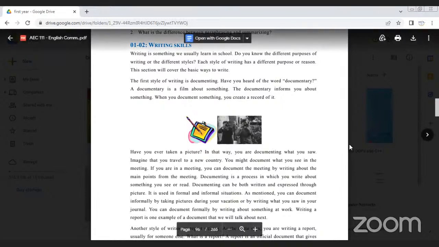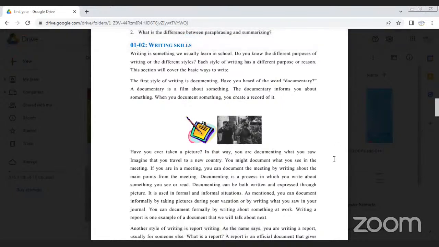Documenting can be both written and expressed through pictures. It is used in formal and informal situations also. As mentioned, you can document informally by taking pictures during your vacation or by writing what you saw in your journal. You can document formally by writing about something at work. Writing a report is one example of a document that we will talk about next.